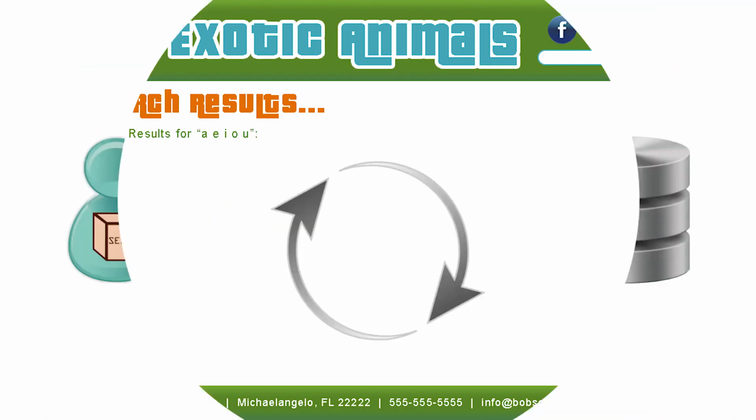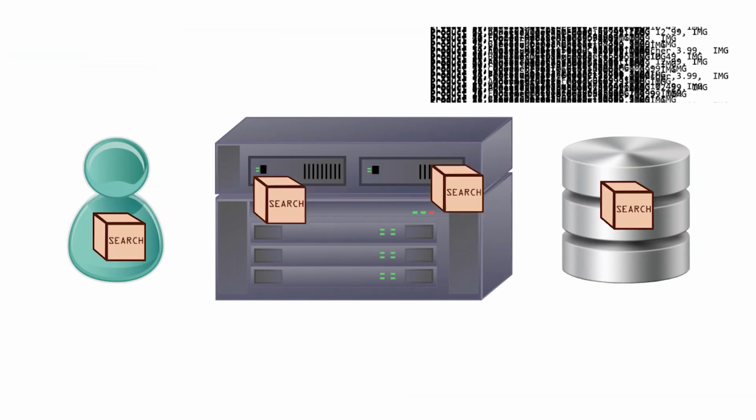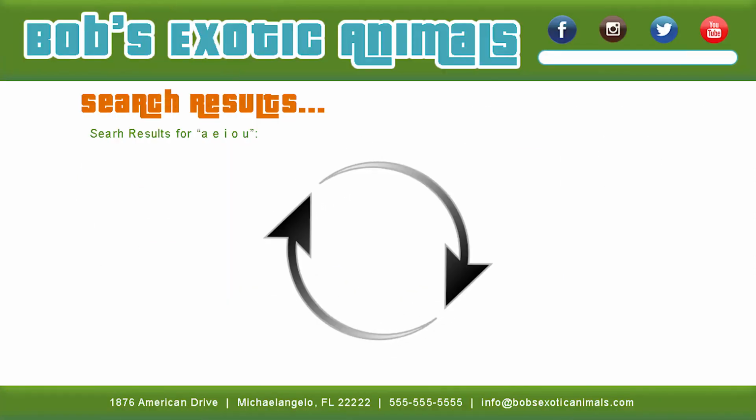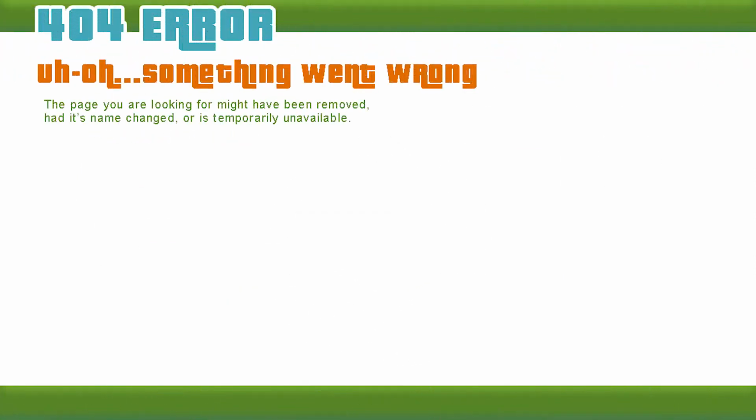Now, what happens if the hacker sends the same search request hundreds, if not thousands of times? Because Bob didn't prevent this type of denial-of-service attack, it effectively locks up his database and shuts down his website. Now, no one can order heat lamps.